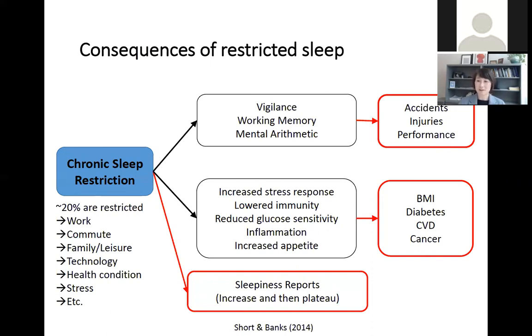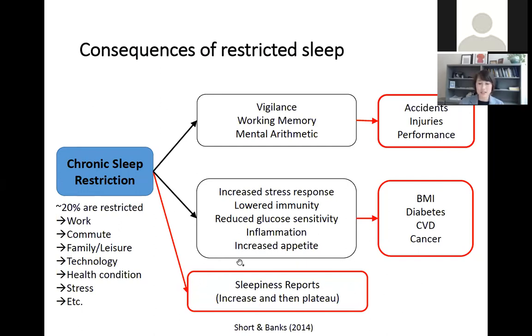Unfortunately, when you're sleep restricted, you don't have an appetite for the good things like whole grains and veggies and protein. You have an increased appetite for things that are very high caloric, high sugar-based foods, and high fat-based foods as well. Now, this is all important because it is correlated with these chronic health outcomes like BMI, diabetes, cardiovascular disease, cancer, and even all-cause mortality.